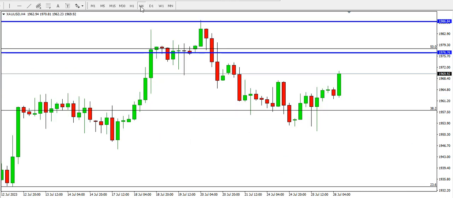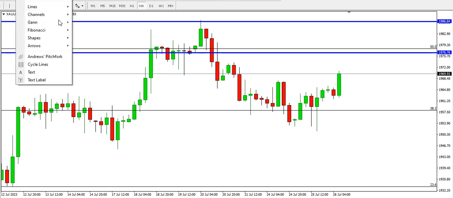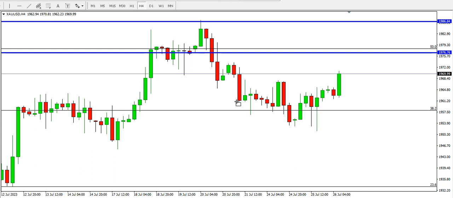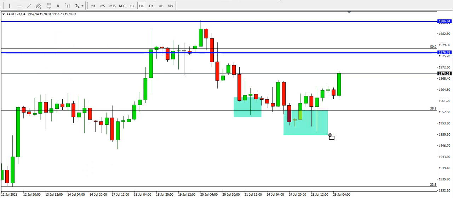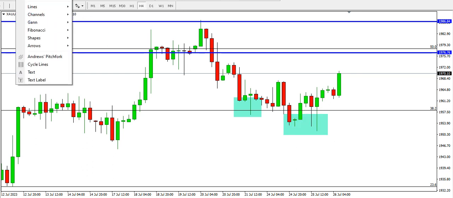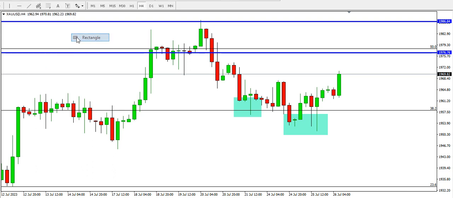On the 4-hour time frame, the price of gold, we can see an inverted head and shoulder pattern. The neckline has been broken. On the 4-hour time frame, this is the left shoulder. Okay, this is the head. This is the right shoulder. Okay, price has broken the neckline. This is the neckline.